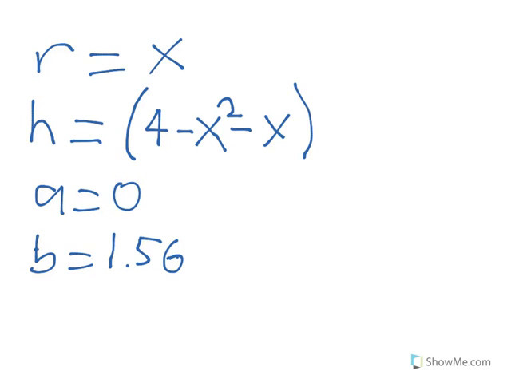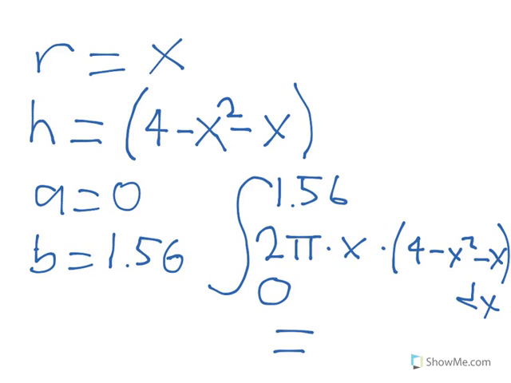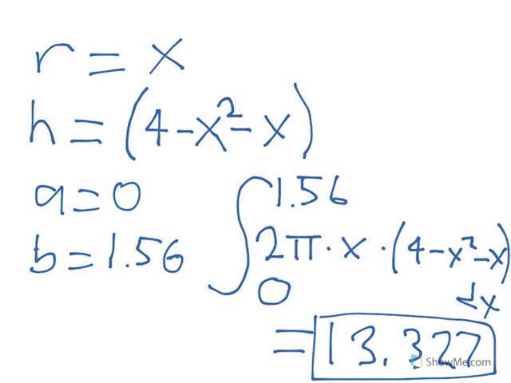So you set up the equation with the a on bottom, so 0, then b, which is 1.56, and then you do the 2 pi times r, which is x, times h, which is 4 minus x squared minus x dx. And the answer comes out to be 13.327. And that is how you find the volume with the shells.